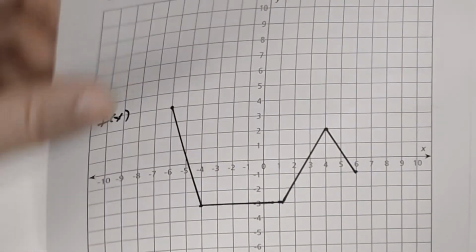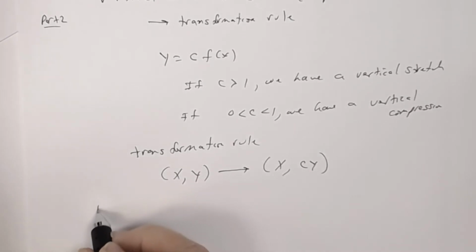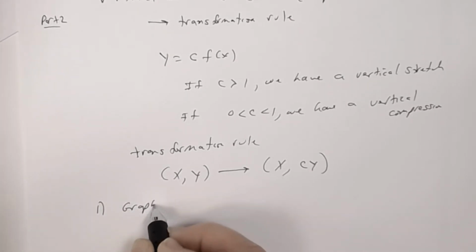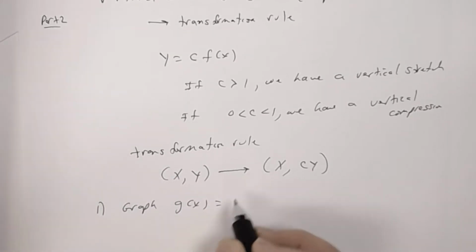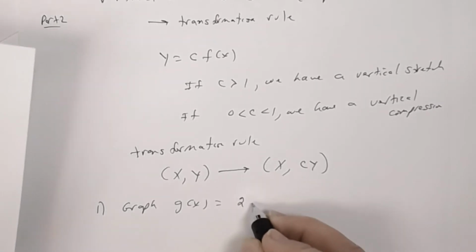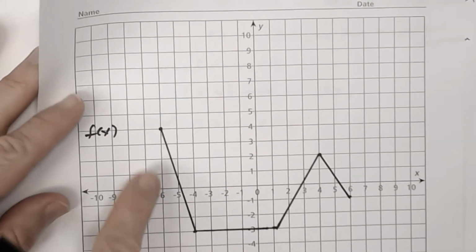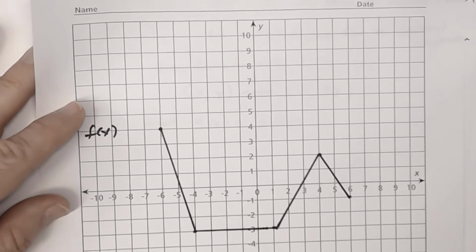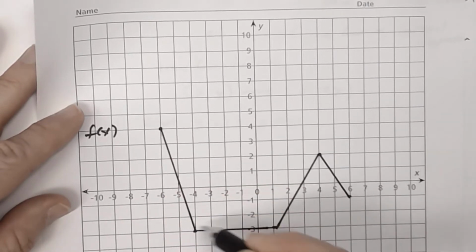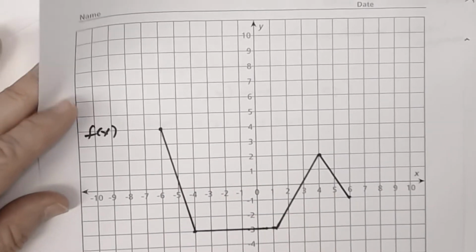So what I want to do in number 1 is this. I want to graph g of x, which equals, let's say, 2 times f of x. So let's graph g of x, which equals 2 times f of x. As we talk about that, we're going to look at these points. Since these are segments, it's kind of easy to deal with. We're going to look at each point. We can look at each of those endpoints.